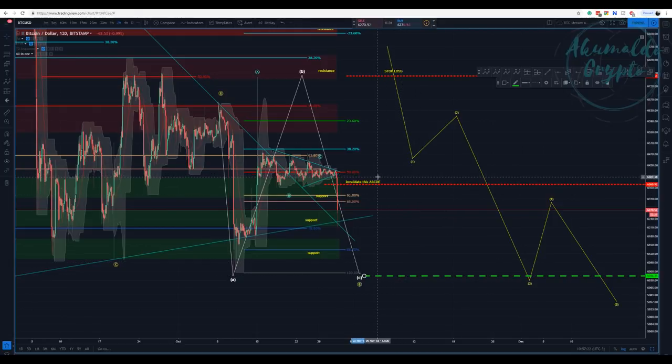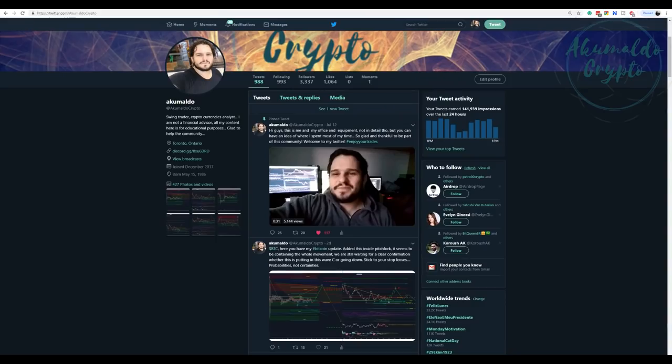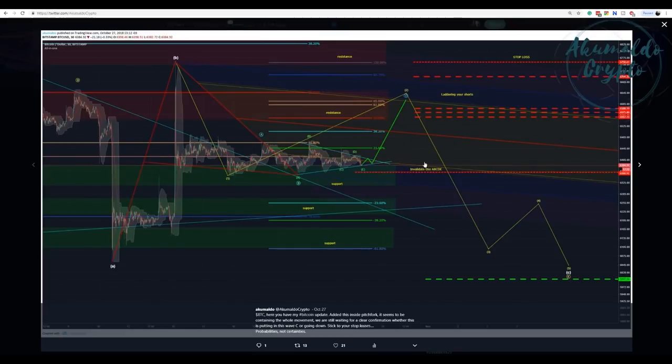So what would invalidate this ABCDE? Because yesterday I had a different ABCDE, I was counting it differently. It was looking like an ABCDE, and we would have another leg up and then we would go down. You see, guys, this was my count, A, B, C, D, E, then I considered that we would have something like this, and then the market did something different.